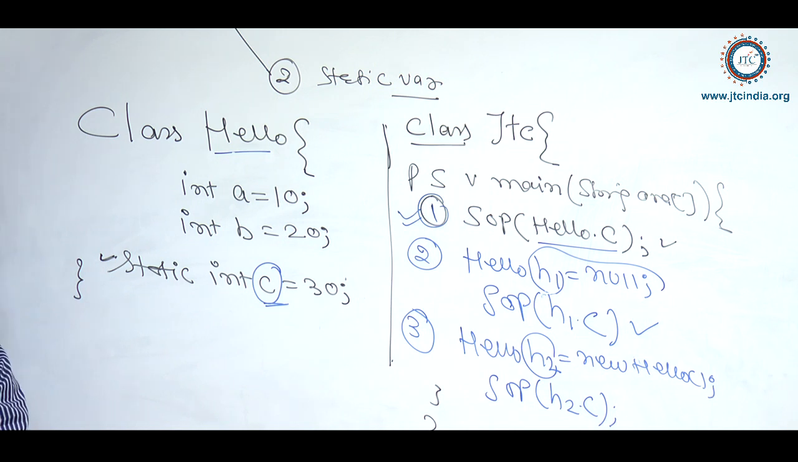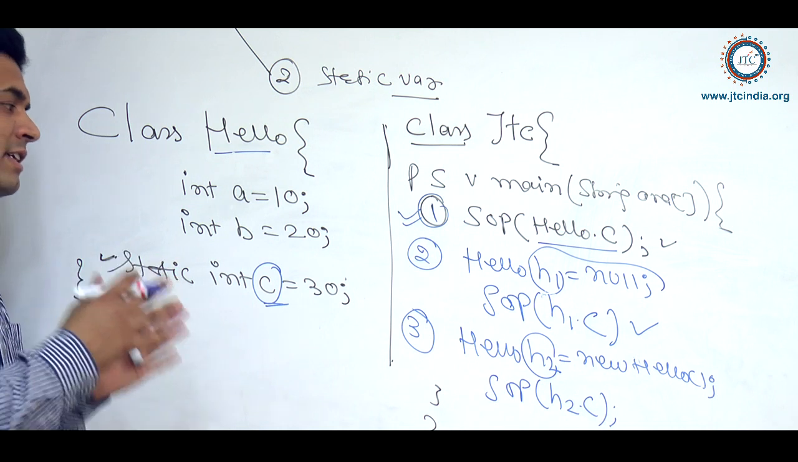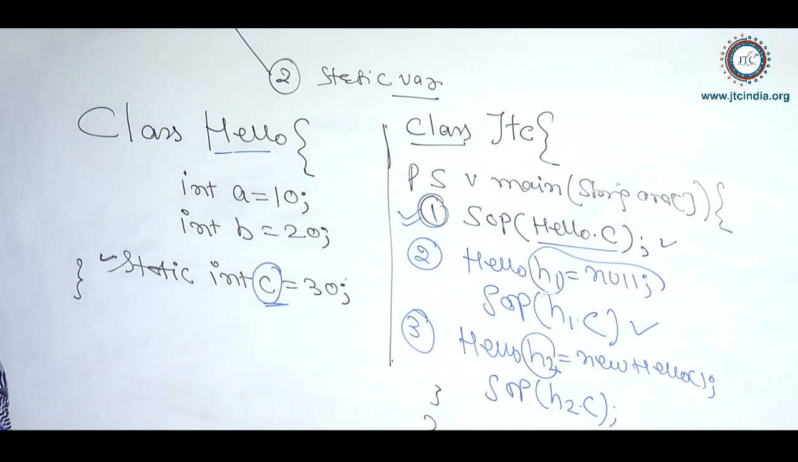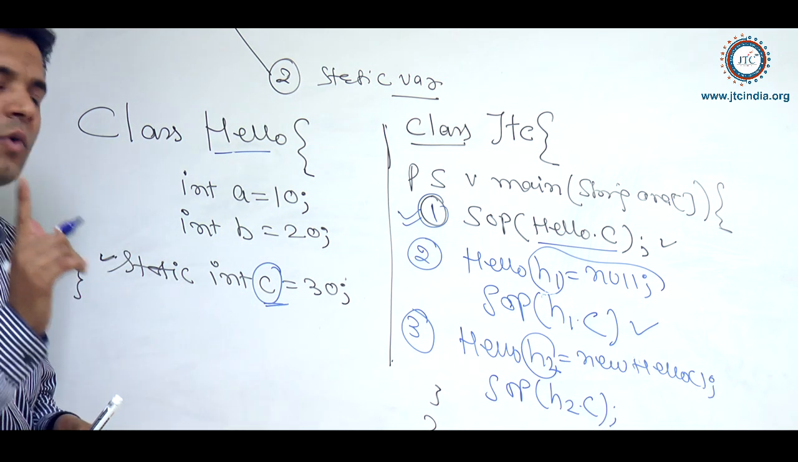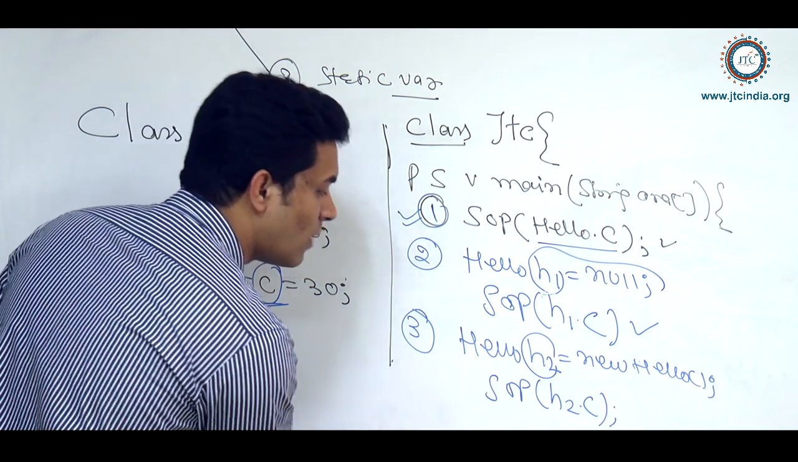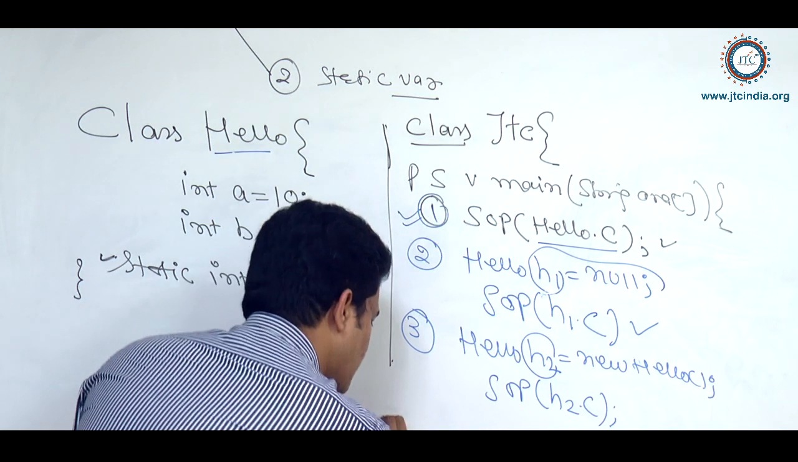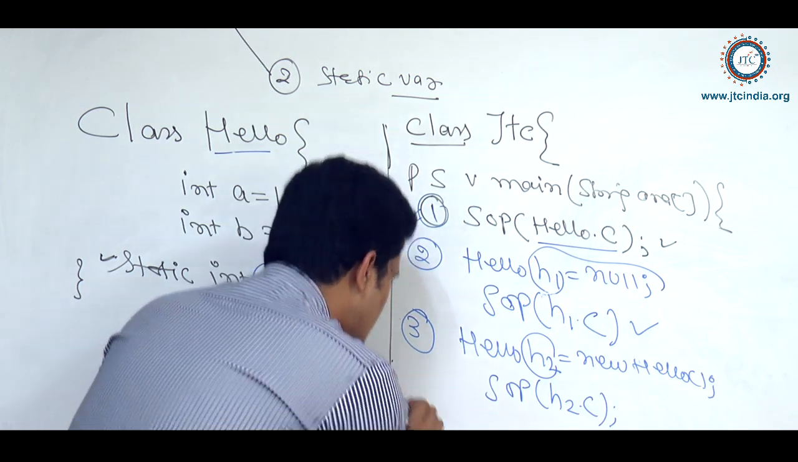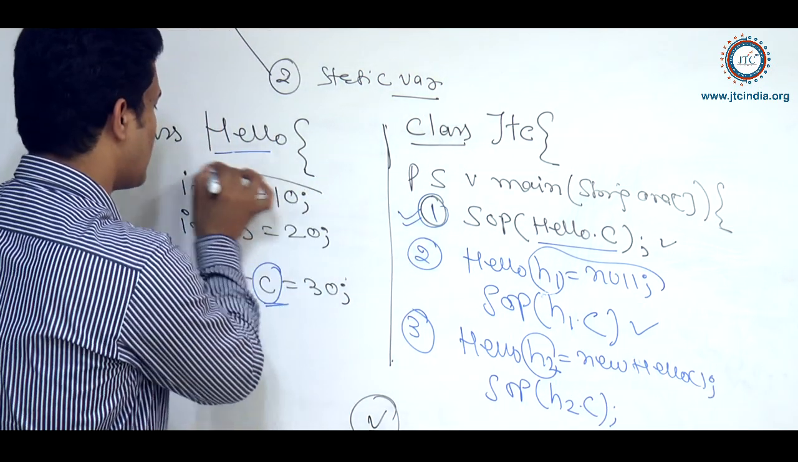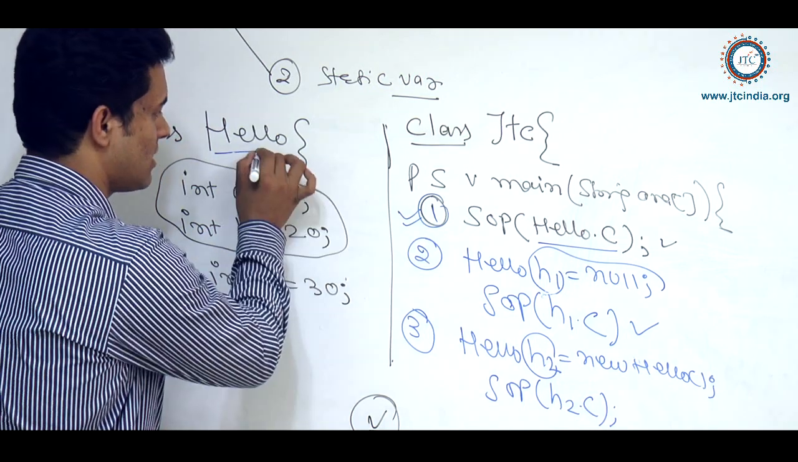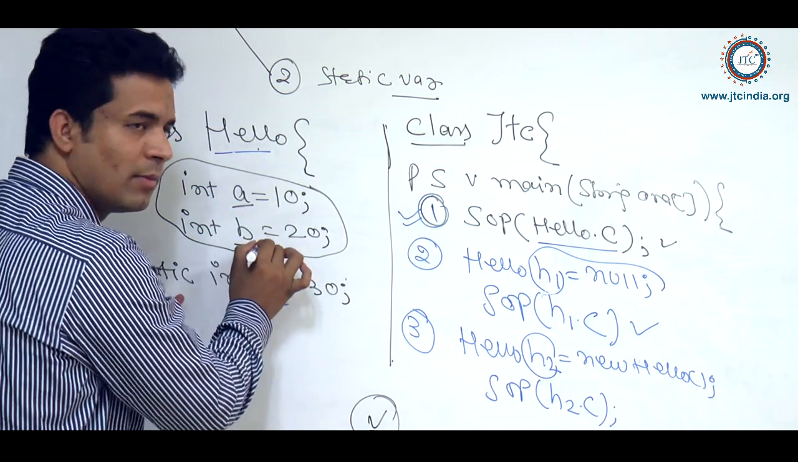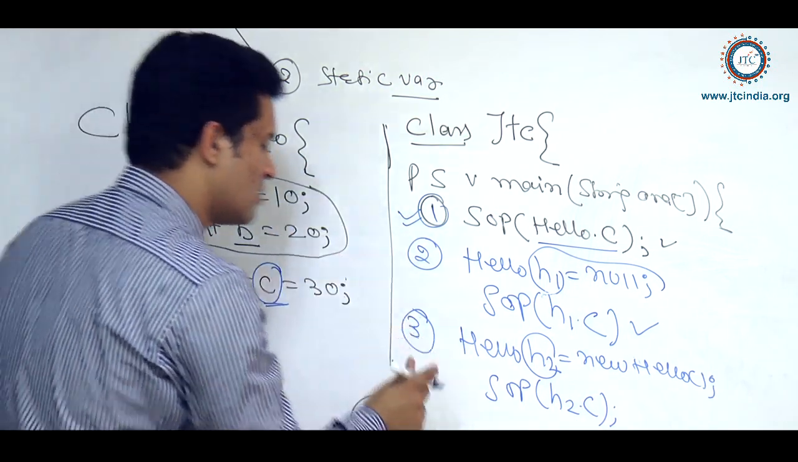Whereas an instance variable of a class can be accessed in only one way. What is that one way of accessing the instance variable? Understand here. Inside class Hello there is a variable a and variable b. These can only be accessed here.